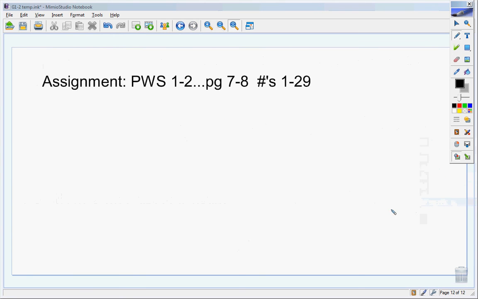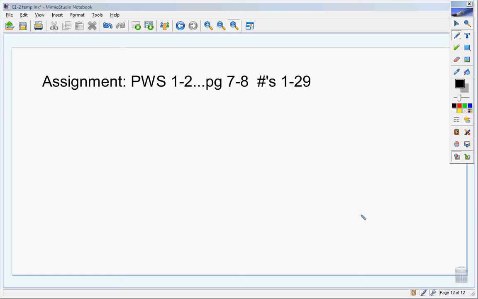Assignment is out of that workbook. Okay? It's actually going to be page 7 and 8. It'll say Form G up in the corner. Most everything that we do is going to come out of this workbook from Form G. I want you to keep it. Put your name on it. Take it home with you.